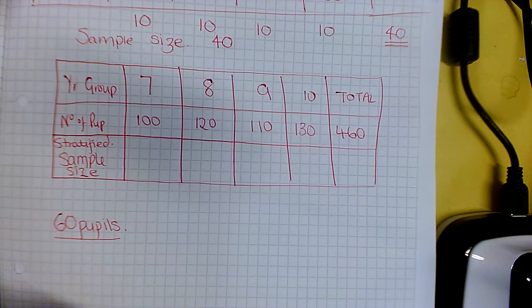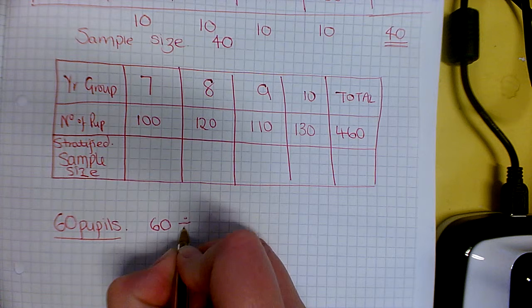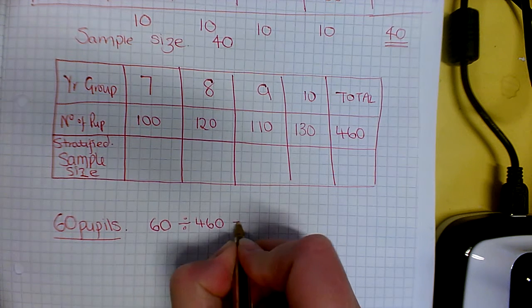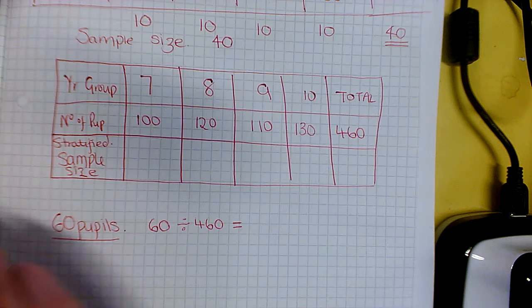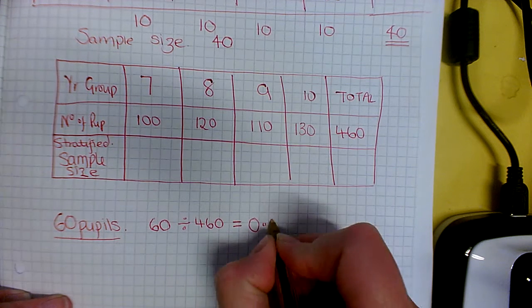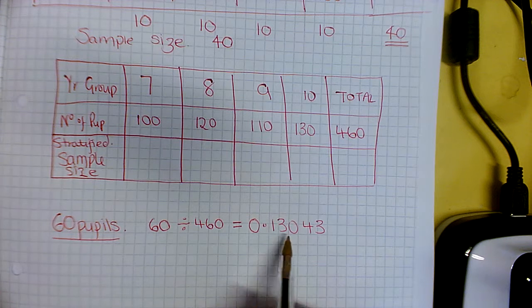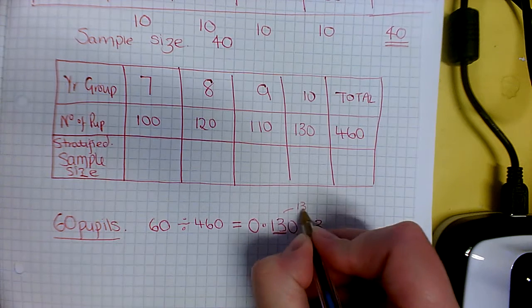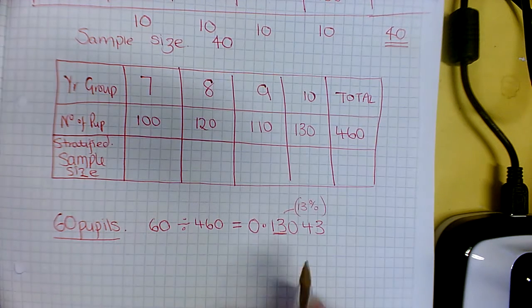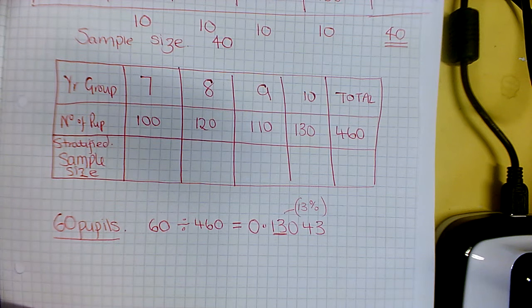So in order to do this, I'm going to do 60 divided by my total population of 460, and I'm going to do that on my calculator. So 60 divided by 460 gives me 0.13043. And effectively what this means is that I'm wanting 13%, yeah, we know that as a decimal, 0.13 is 13%, so that's the equivalent of 13%. So I'm sampling 13% of my total population in my sample.